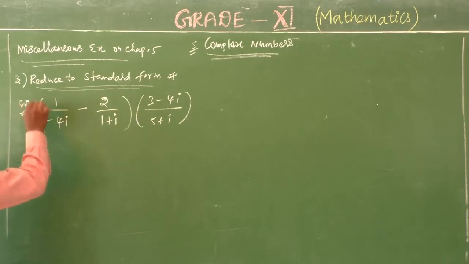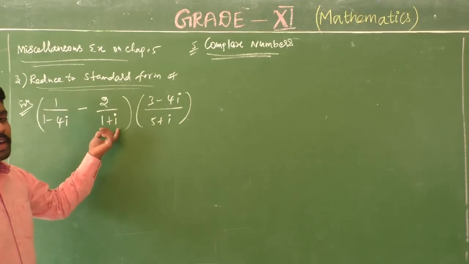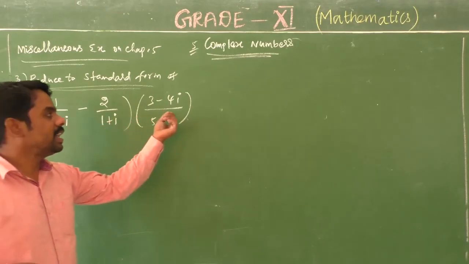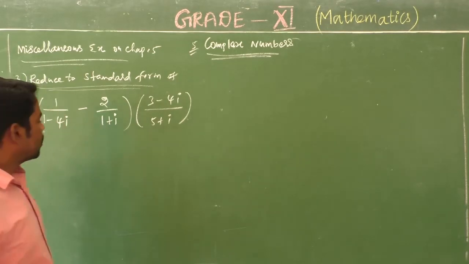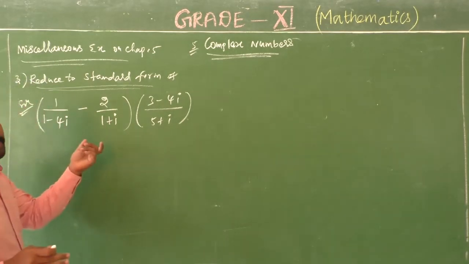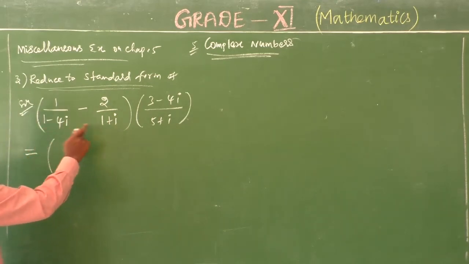Solution. Given: (1/(1 minus 4i) minus 2/(1 plus i)) times (3 minus 4i)/(5 plus i). This is the given complex number. We need the standard form of this complex number. Okay? Right. Simplify this. First, the two complex numbers separately.